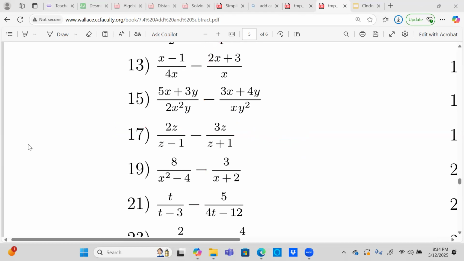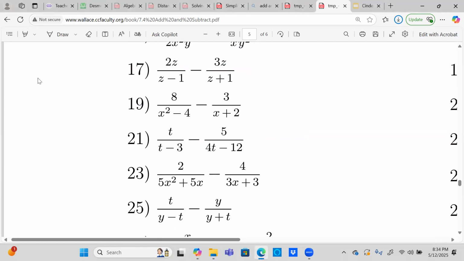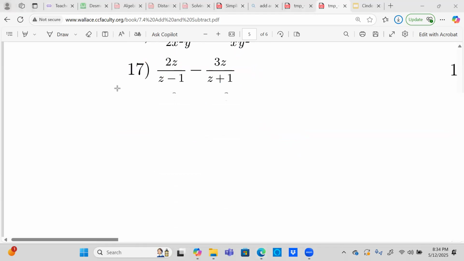Okay, coming to 17. Does that have a common denominator? Almost, but it's z minus 1 and then z plus 1. I'm going to write this one bigger. And I cross my z's so they don't look like 2's. So if you're wondering why, that's why.